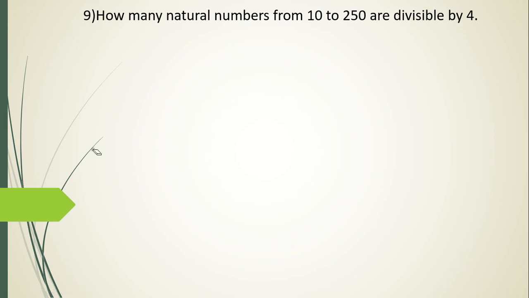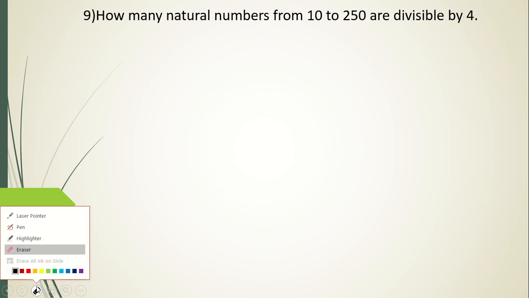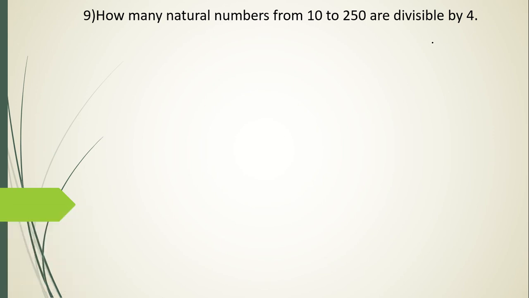Let's proceed to the 9th sum. How many natural numbers from 10 to 250 are divisible by 4? In this case also, they have not given us the AP. The sequence is not given, so we have to find out the sequence first. The natural numbers start from 10 and go up to 250. This is the series given to us.